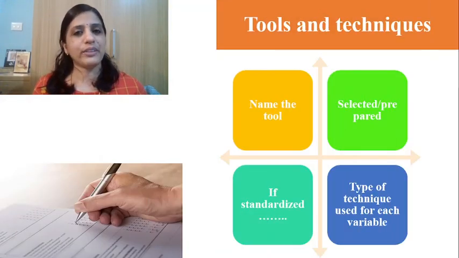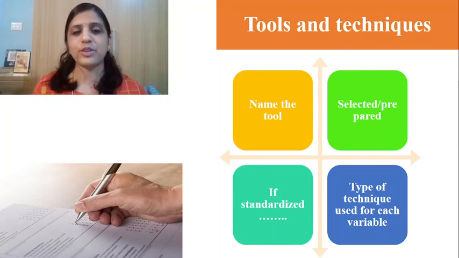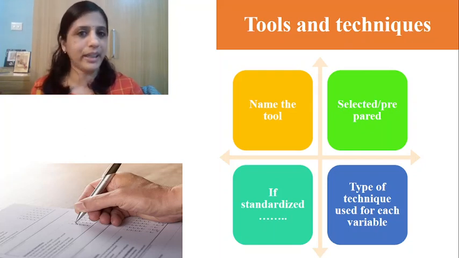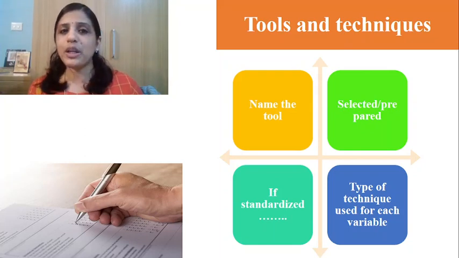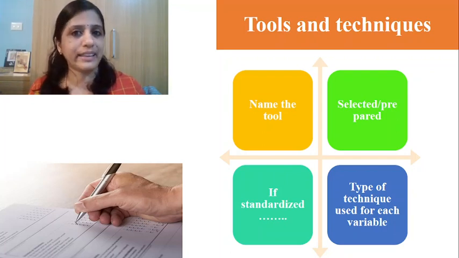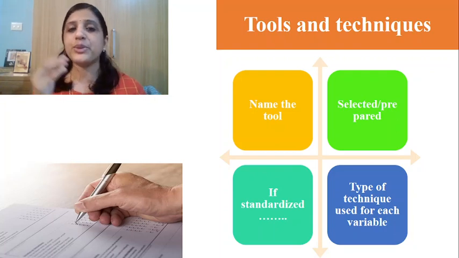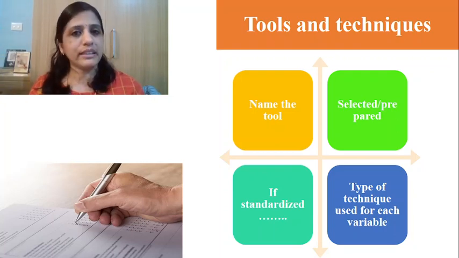The next thing you are supposed to write is, as per the proforma, the tool and the technique. We all know a tool is different from a technique, is it not? A tool is an instrument. A technique is the method I use for collecting the data. Now let us see, when I use a tool, what all should I write about the tool and technique? The first thing you have to write is the name of the tool.